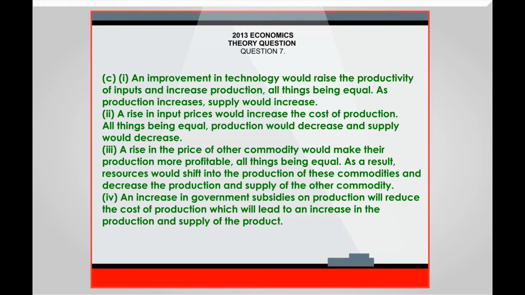II. A rise in input prices would increase the cost of production. All things being equal, production will decrease and supply would decrease. III. A rise in the price of other commodities would make their production more profitable, all things being equal. As a result, resources will shift into the production of these commodities and decrease the production and supply of the other commodities.